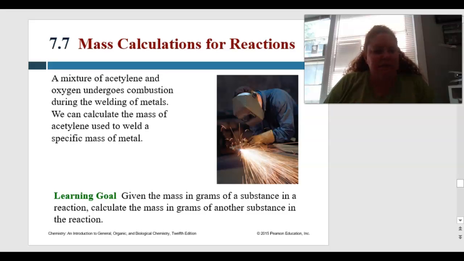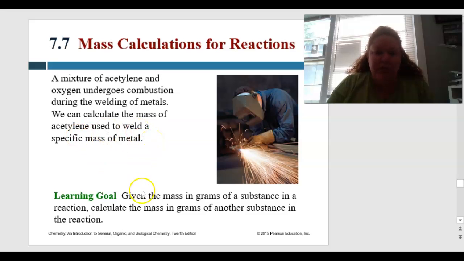Okay, so getting close to wrapping it up, guys. For this, we're going to talk about mass calculations for reactions. So here's a fun example for you. When you have a mixture of acetylene and oxygen, this undergoes combustion during the welding of metals. We can calculate the mass of acetylene used to weld a specific mass of the metal.